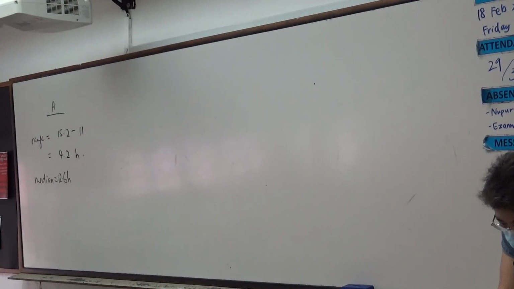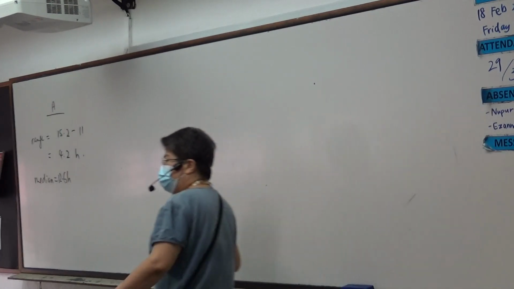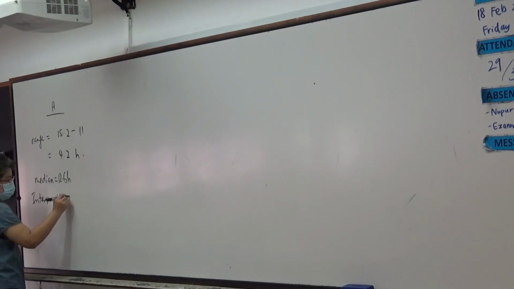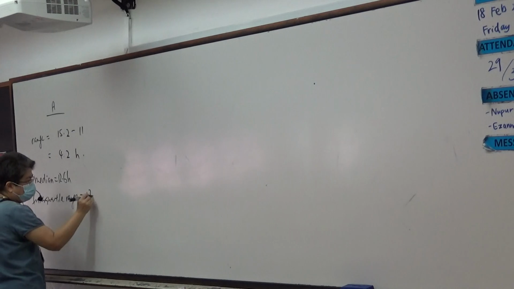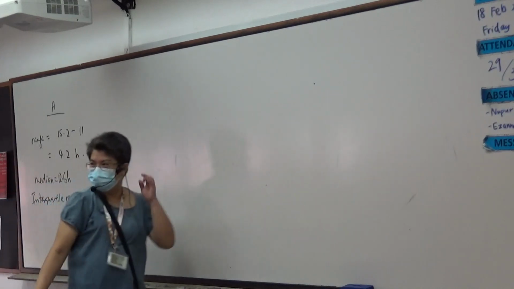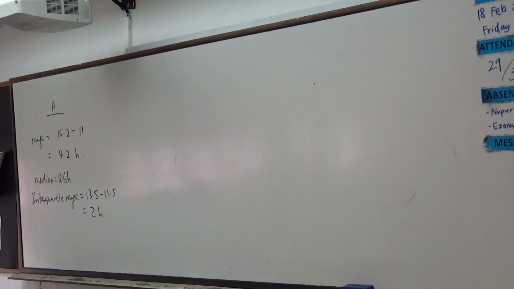Okay? What is the last thing that they asked for? The interquartile range. Now, can you tell me what it is? 13.5 minus what? 11.5, right? So, interquartile range, this is 2 hours. Are we okay? 13.5 minus 11.5, so you have 2 hours. Everybody okay? Alright, good. Next.